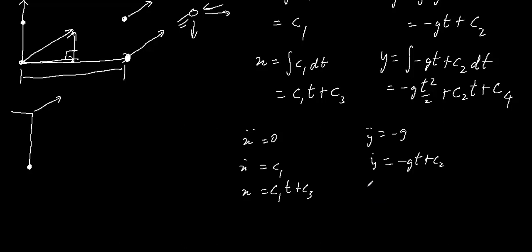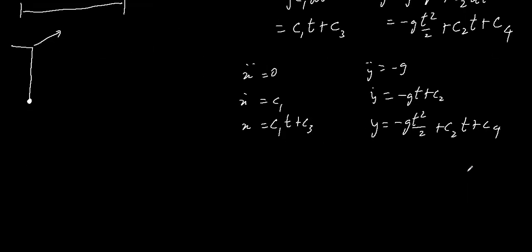These constants are just labels for arbitrary numbers. Y is equal to minus gt squared on 2 plus c2t plus c4. Okay. So again, C1, C2, C3, and C4, they're just random constants representing some fixed number. This number does not change, but it is unique to every projectile motion, unless 2 projectile motions are identical. But yeah, these are your 6 equations which you'll be using.